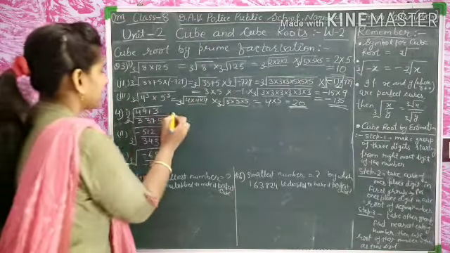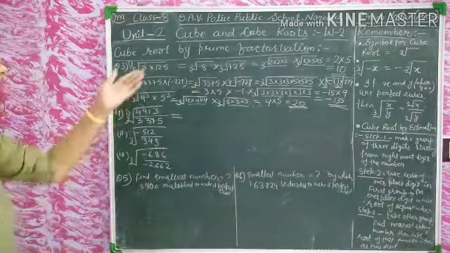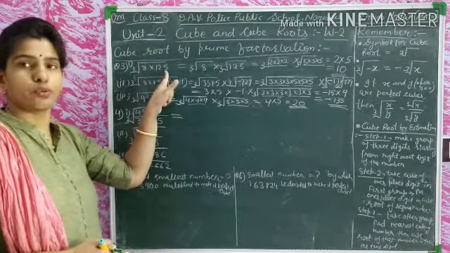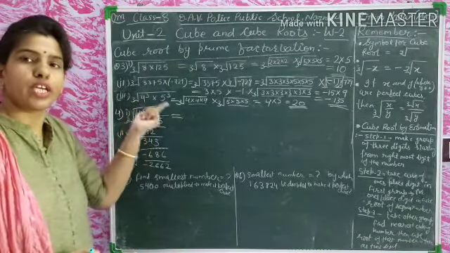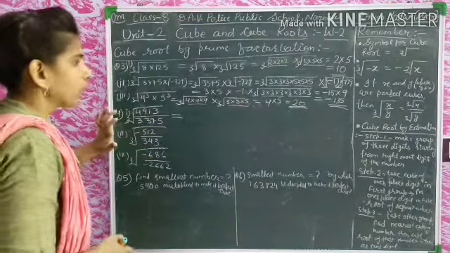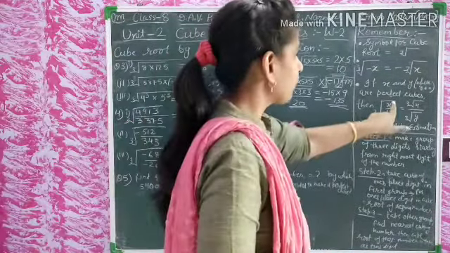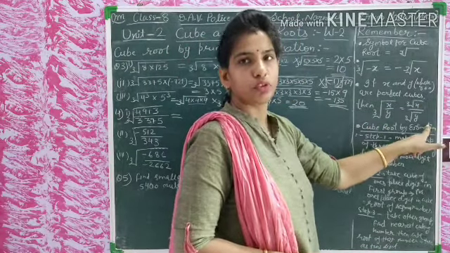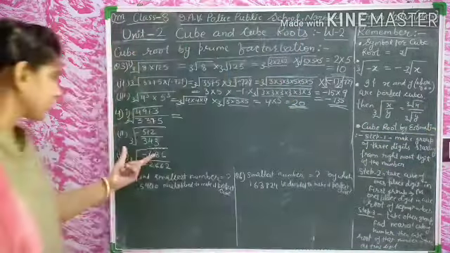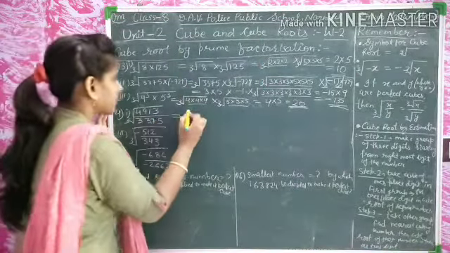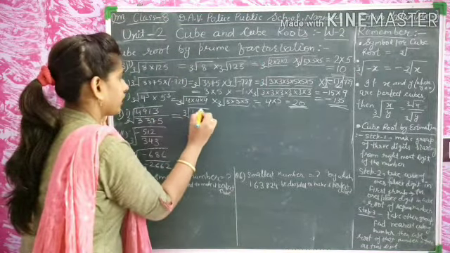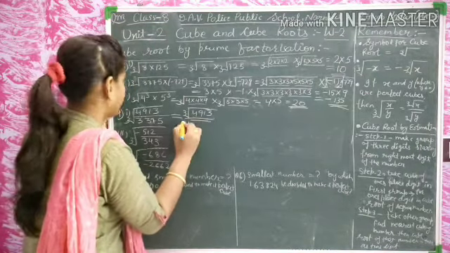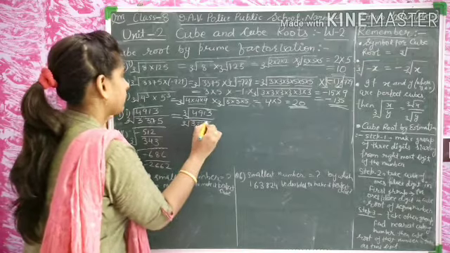This is question number 4, and there are questions for the cube root of a into b, and there must be the cube root of a divided by b. So we have done here that the cube root of x divided by y is equal to the cube root of x divided by the cube root of y. So students, let's see there the cube root of 4913 divided by the cube root of 3375.